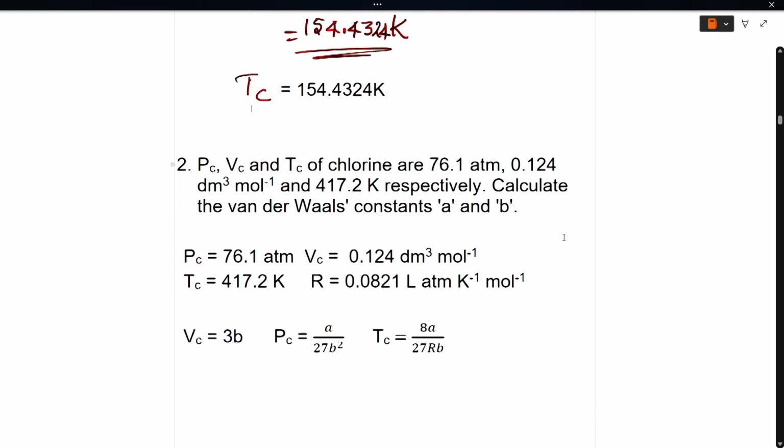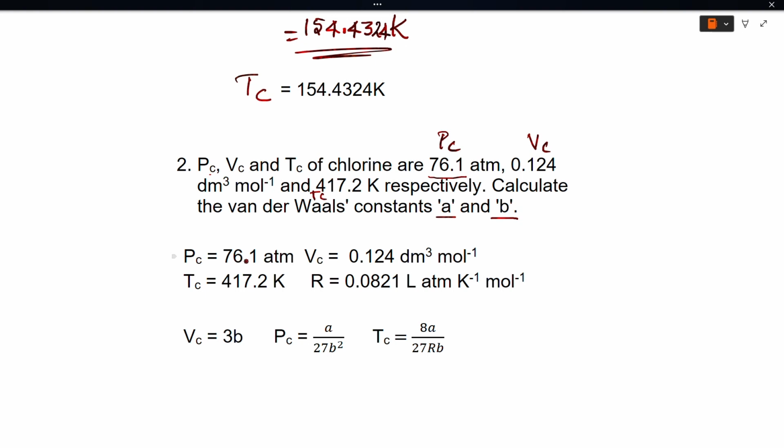Next is another problem. Here we have Pc, Vc and Tc of chlorine. Pc is 76.1. Okay. Next is Vc, that is 0.124 decimeter cube mole inverse, and Tc is 417.2 Kelvin respectively. Calculate the van der Waals constants a and b. Now, here I have written down all the data.